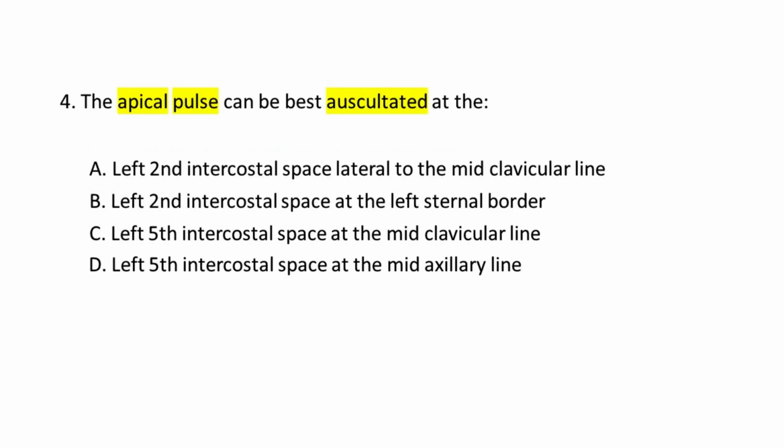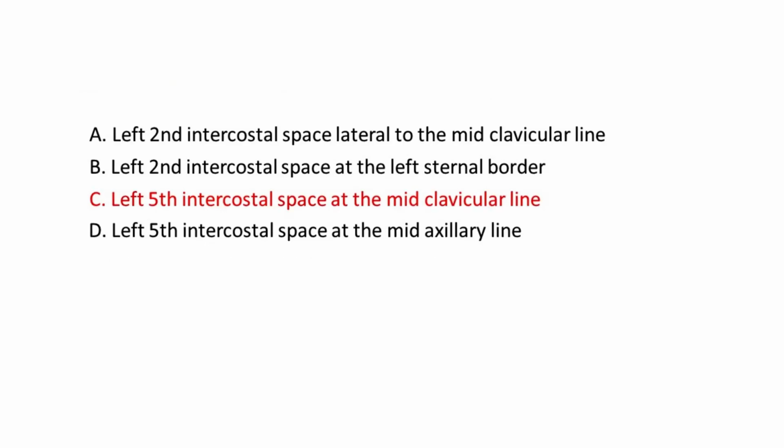4. The apical pulse can be best auscultated at the: A. Left second intercostal space lateral to the mid-clavicular line. B. Left second intercostal space at the left sternal border. C. Left fifth intercostal space at the mid-clavicular line. D. Left fifth intercostal space at the mid-axillary line. The answer is C. Left fifth intercostal space at the mid-clavicular line.